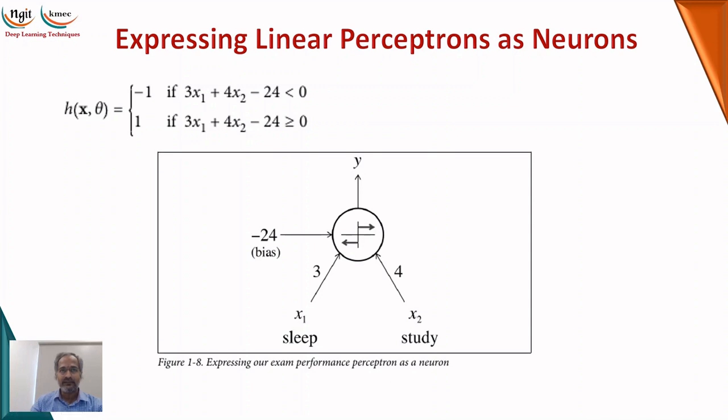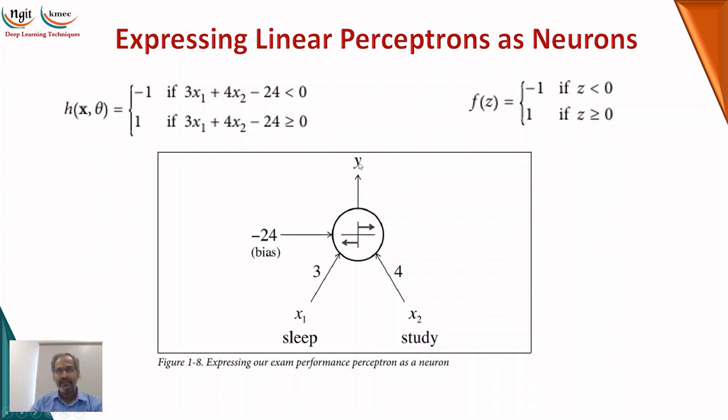The same thing can be represented with the neuron, like this. See here, x1 is the sleep, x2 is the study. We are taking this from the previous session: based on the number of hours of sleep and the number of hours of study, how it is related to the performance of the student. So see here, 3 and 4 are the weights for input 1 and input 2, and this is the bias. The output y is given by f of z inside the neuron, where f of z equals minus 1 or 1.